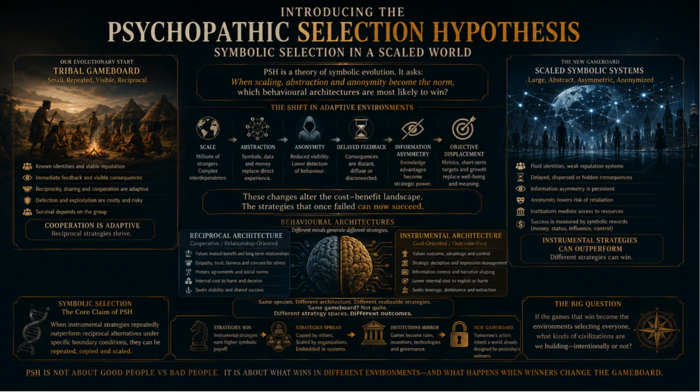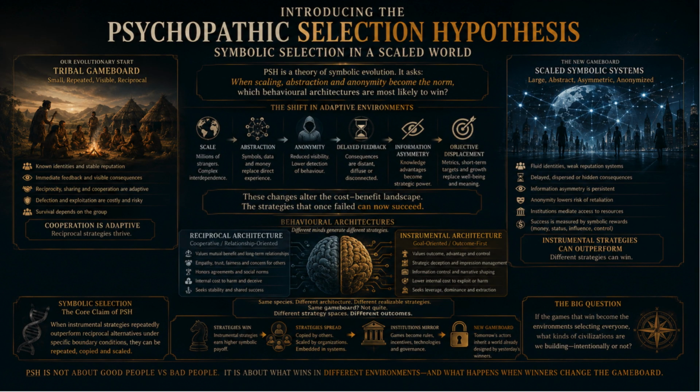My argument is that successful behavioral strategies generate games. Those games can become institutionalized, and eventually the logic that was selected, or symbolically selected, begins shaping the game board itself. Let's not forget, we created symbolic systems to organize our biological lives. PSH asks what happens when those systems become selection environments in their own right, what I call evolutionary fields in and of themselves.